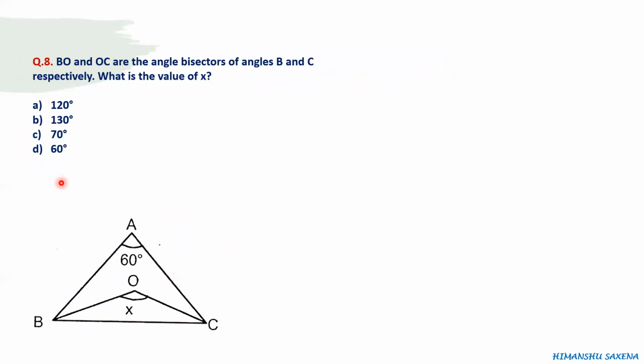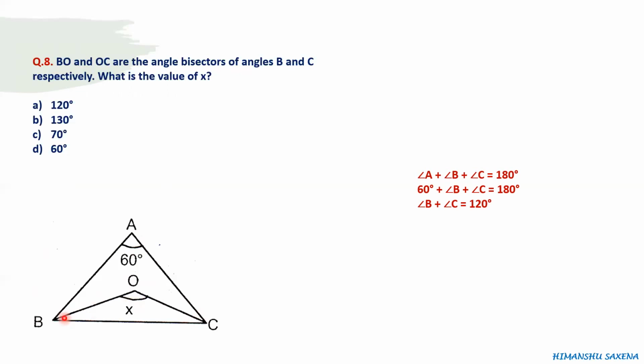Now next question is: BO and OC are the angle bisectors of angles B and C. So BO and OC, what is the value of X? Now A plus B plus C is 180 degrees, right? In this triangle ABC, this angle plus this angle plus this angle is equal to 180 degrees, out of which angle A is 60 degrees. So B plus C is 120 degrees.